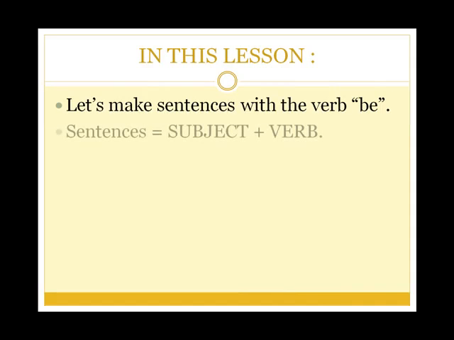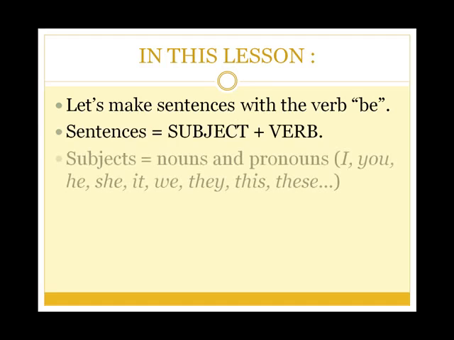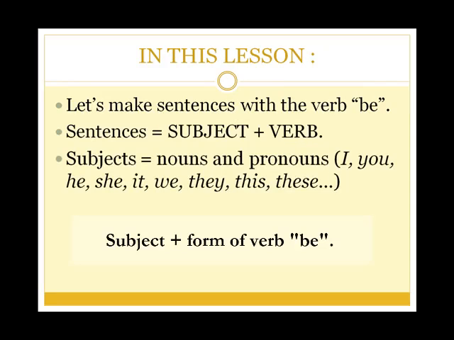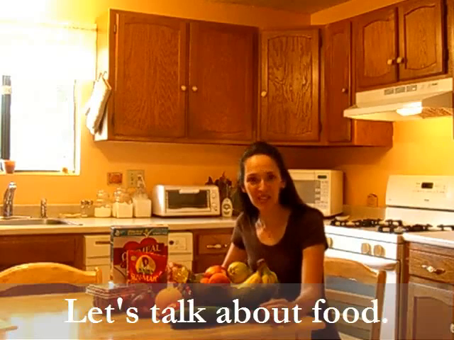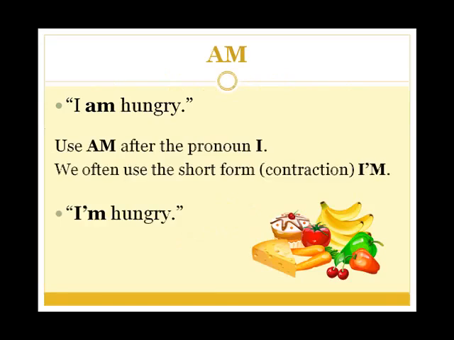We make sentences with a subject and a verb. Subjects are nouns and pronouns. Pronouns like I, you, he, she, it, we, they, this, these. In this lesson, let's make sentences with a subject and the verb be. Watch and listen. I am hungry. Let's talk about food.